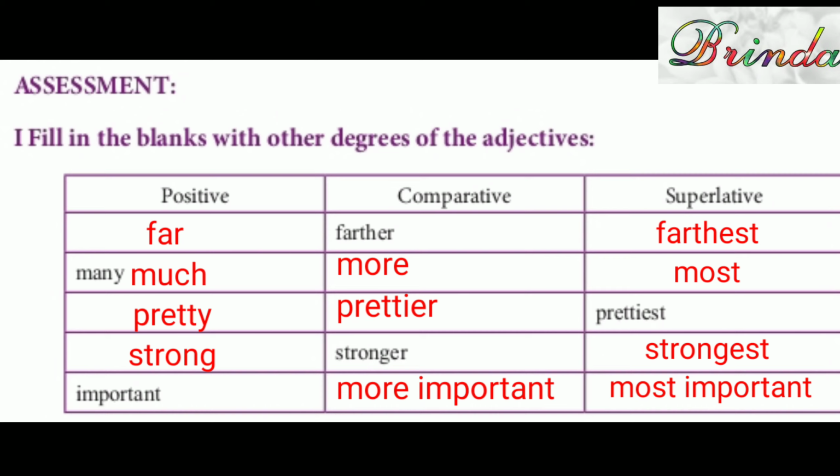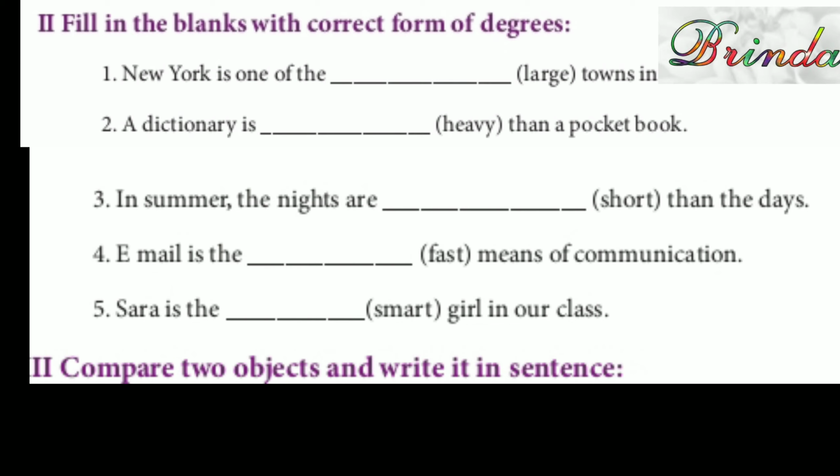Okay, second Roman number, fill in the blanks with the correct form of degrees. New York is one of the dash towns in the world. New York is one of the largest towns in the world. Second one, a dictionary is heavier than a pocket book.